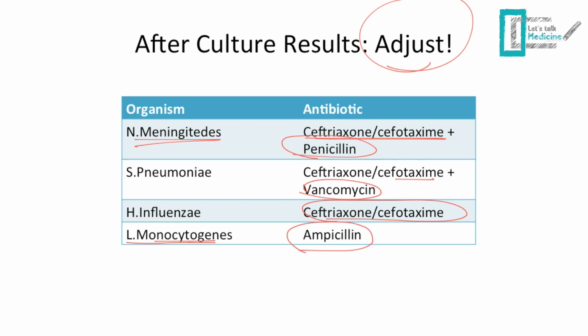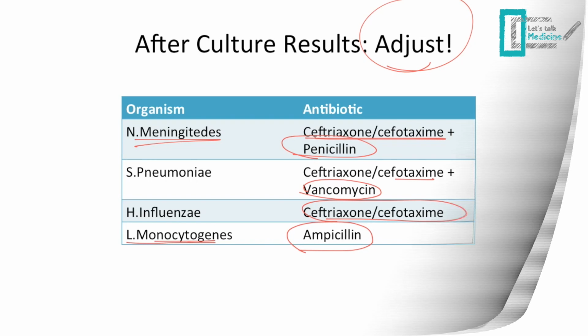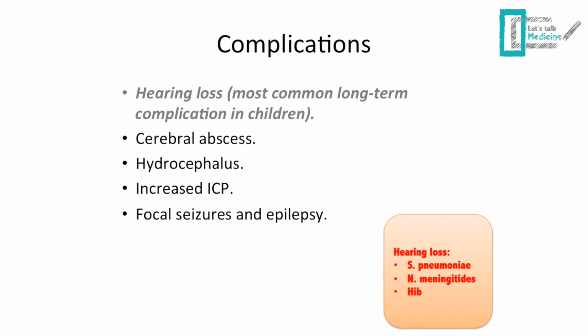And according to the organism, you have the duration of the treatment. Now, finally, reaching the complications of meningitis. Let's start with the most common one, which is hearing loss, the most common long-term complication in children. What organisms can mostly cause hearing loss more than the others?